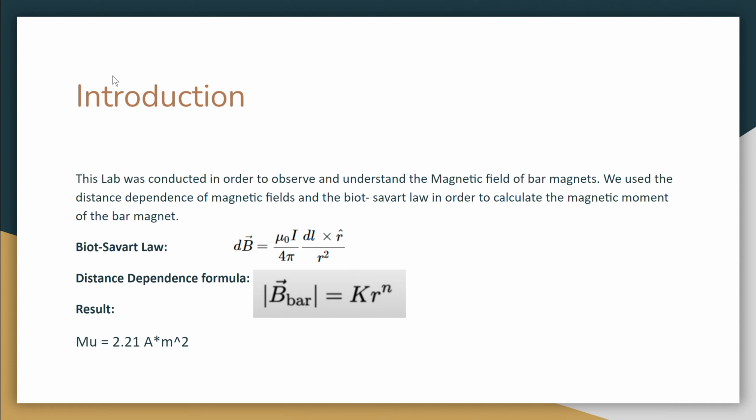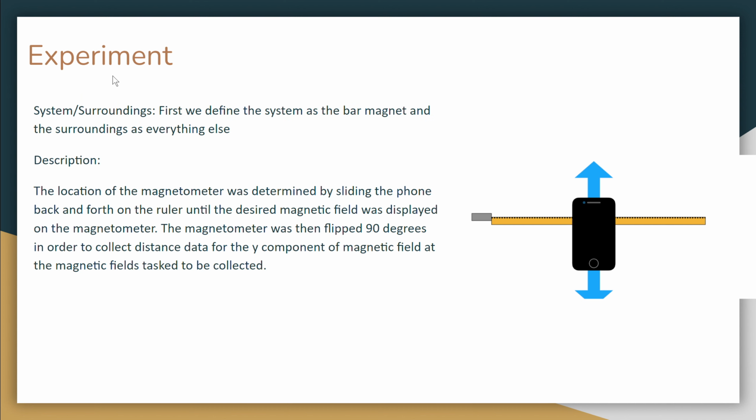And the distance dependence formula is the magnitude of the magnetic field of the bar is equal to k r to the n. And as a result of this lab, I found mu is equal to 2.21 A times meter squared, amps per meter squared.